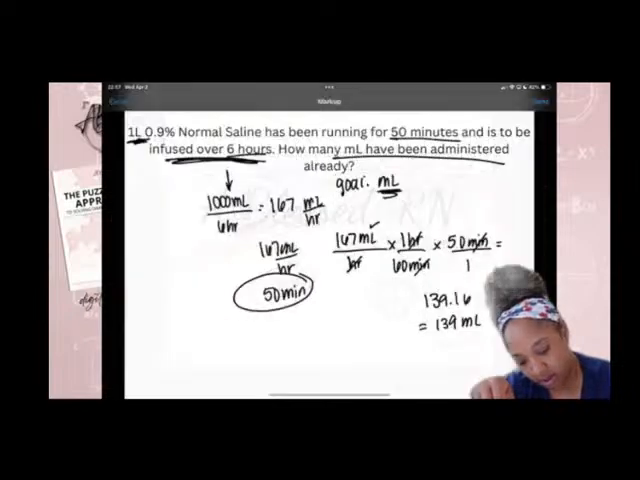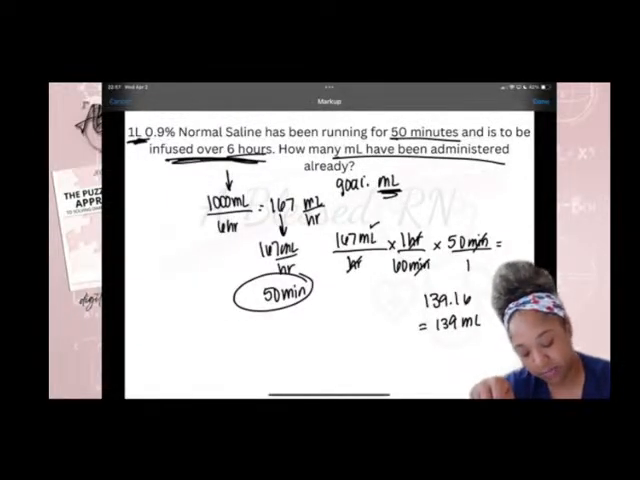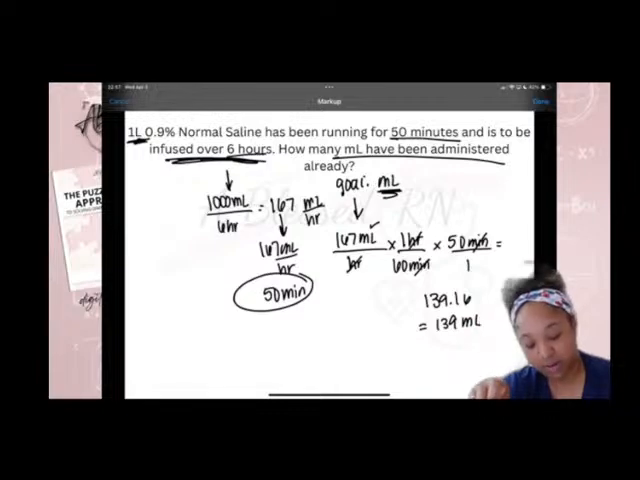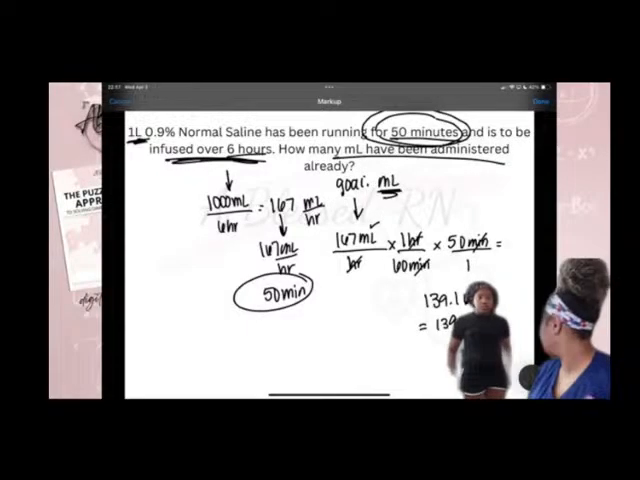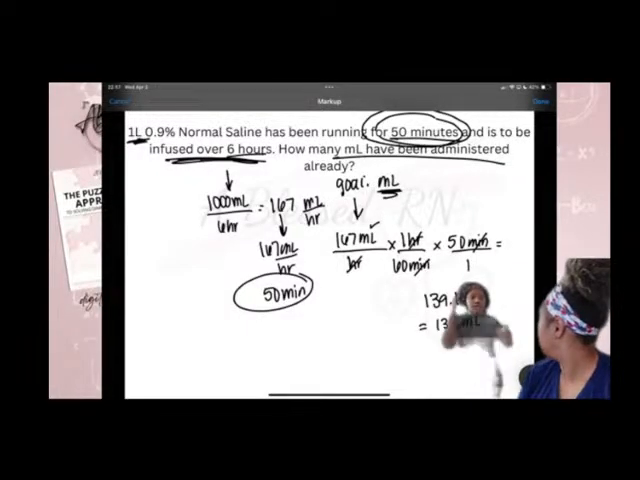So I just had my rate, which is 167 milliliters per hour. I'm going to change the heat now.